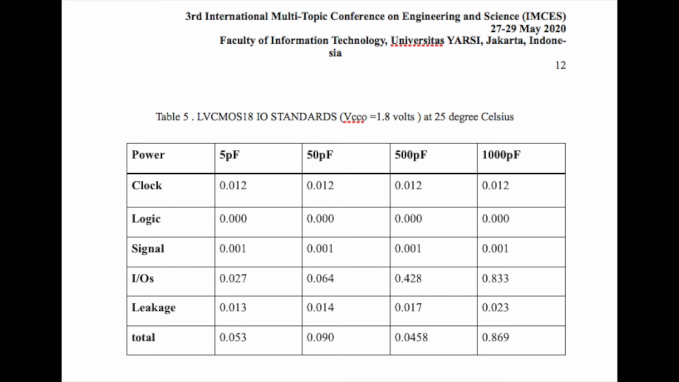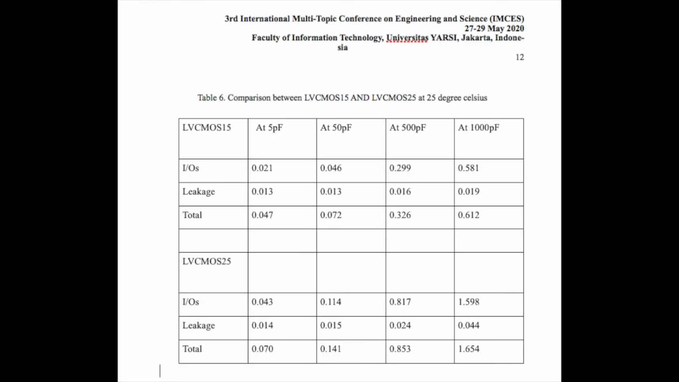Observation of LVCMOS 18 is also recorded at a temperature of 25 degrees Celsius, that is normal room temperature, and by LVCMOS 18 we mean that VCCO is at 1.8 volts. It is clear that as we change from LVCMOS 25 and LVCMOS 15 to LVCMOS 18, as the capacitance reduces, the total power consumption reduces. Also, comparing LVCMOS 15 and LVCMOS 25, total power consumption is lower in LVCMOS 15. That is, the total power of 0.047 watts is recorded at 5 picofarad and is the minimum among all.